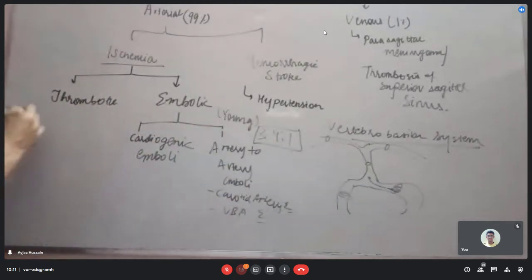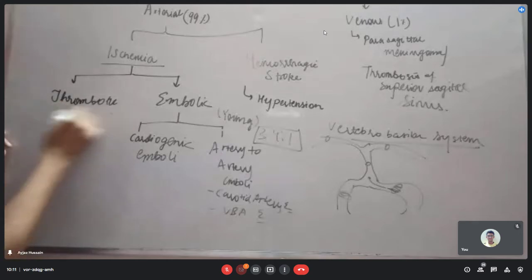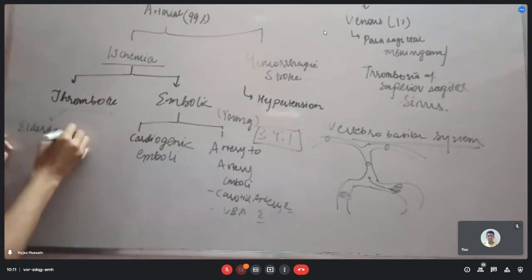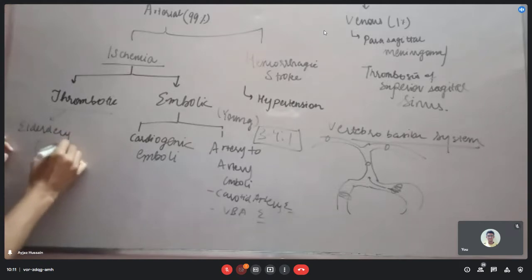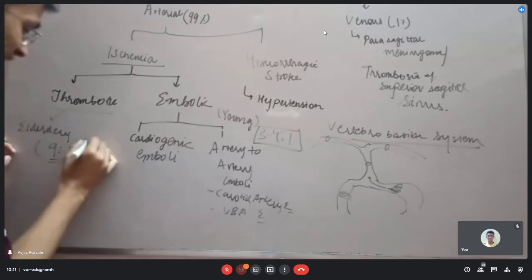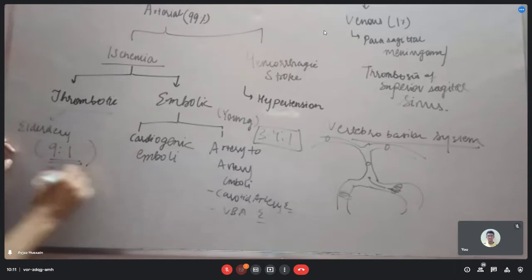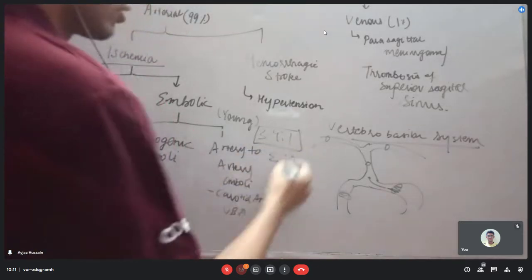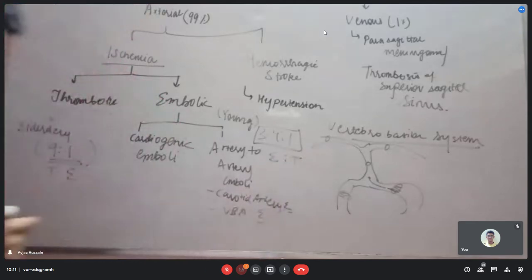Similarly, they'll ask you a question: what is the chances of having a thrombotic stroke in an elderly? So remember this. These are figures from Harrison itself. The chances are 9 is to 1, where 9 is thrombotic and 1 is embolic. Here, 3 is to 4 is embolic and 1 is thrombotic. Please make a note of this.